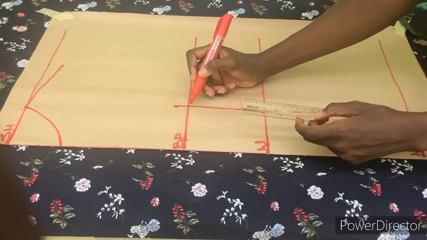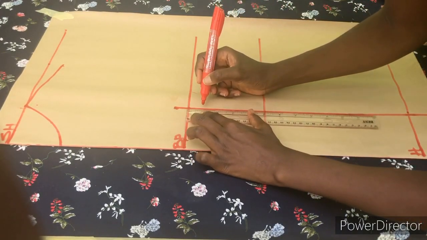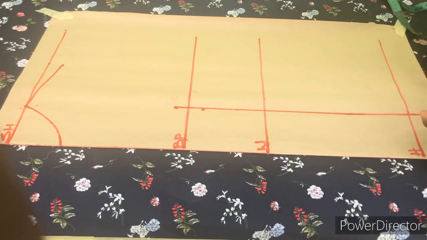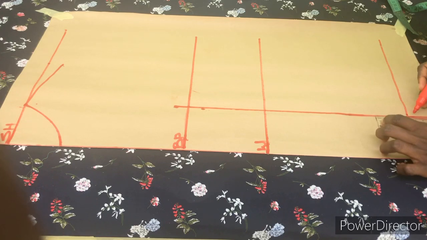Then on your bust point line, you come down by 1 inch. That's the beginning of your dart right here. On your hip line, you come up by 2 inches on your hip line.